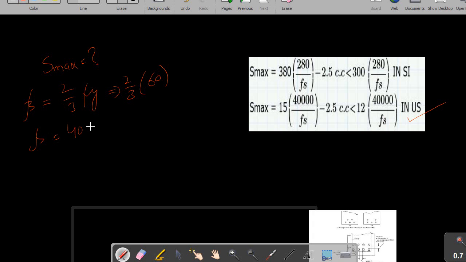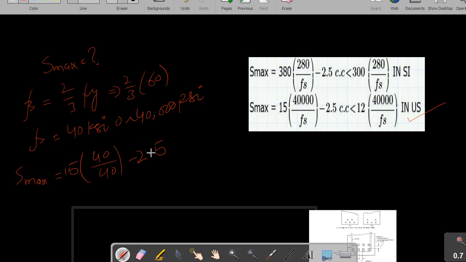So from this we got 40 ksi, which equals 40,000 psi. Now we will plug this value into the S max equation, that is 15 times 40 ksi divided by 40, minus 2.5 times Cc. The Cc is important, as we can see here we have 3 number 8 bars and we have stirrups right here.